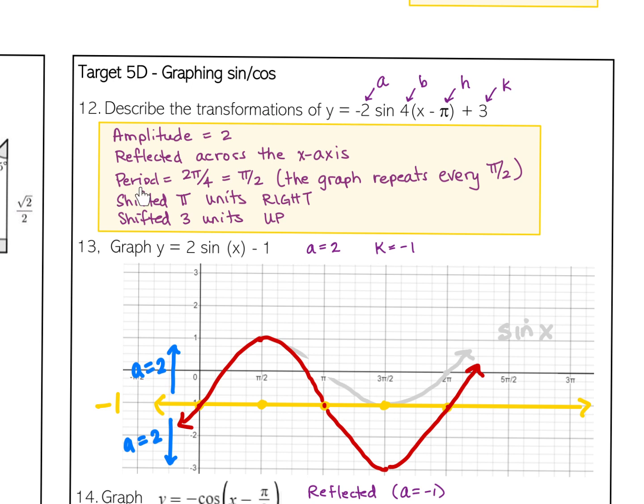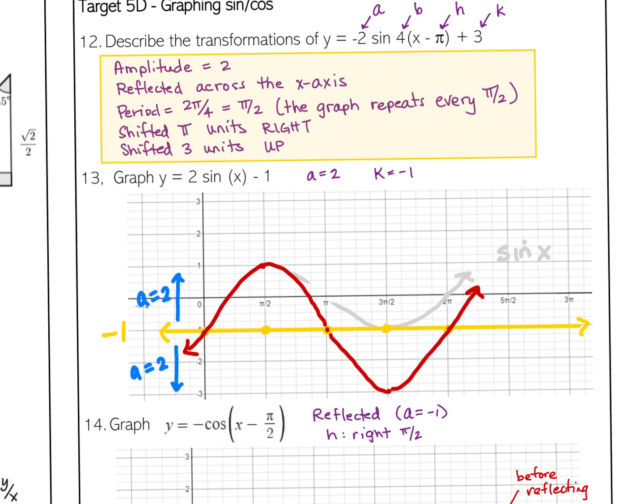The period is found by doing 2 pi and dividing that by your B value. So when I simplify this, I get pi over 2, 1/2 pi. So what that means is that the graph is repeating every pi over 2. That's the frequency or the period of the graph. And then the minus h here is a shift to the right of pi units, and the plus 3 at the end is a shift of 3 units up.